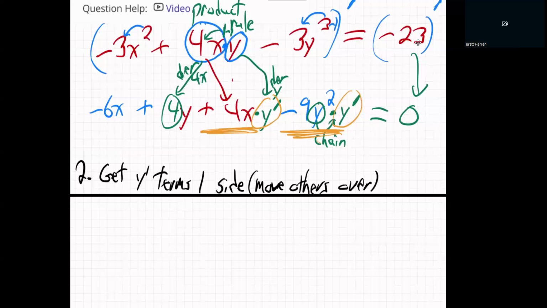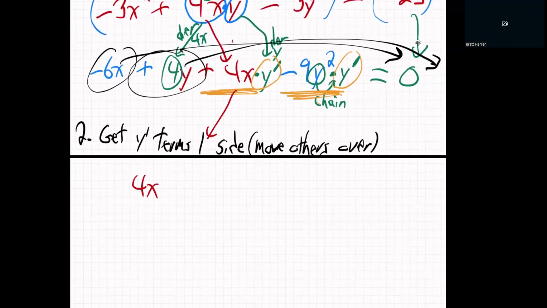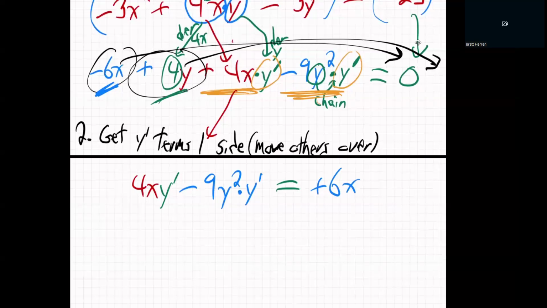So I'm going to grab this minus 6x and jump him over there, and there's plus 4y. These guys do not have a y prime. So then I'll just bring down these guys. This is 4x y prime minus 9. Oh, y squared, huh? Y squared, y prime equals, bump these guys over. This minus 6x jumps to the other side, becomes a plus. I really just added 6x to both sides. And then this plus 4y, I really just subtract 4y from both sides. When things jump to the other side, it just changes signs. Okay. Get the y prime terms on one side.